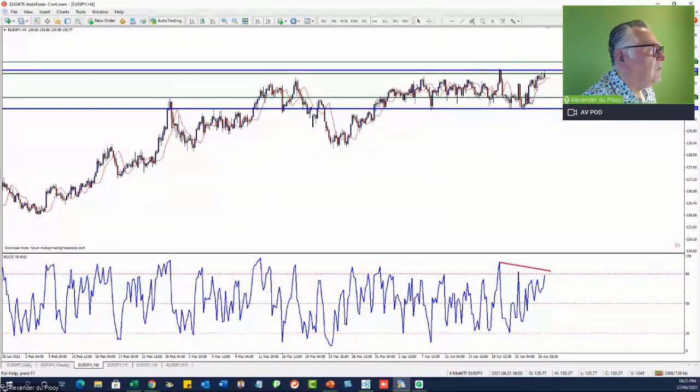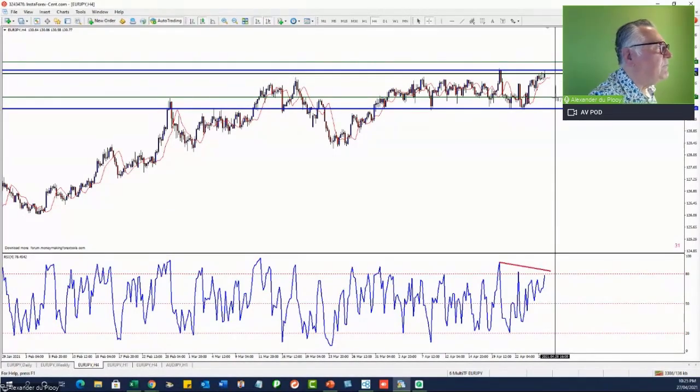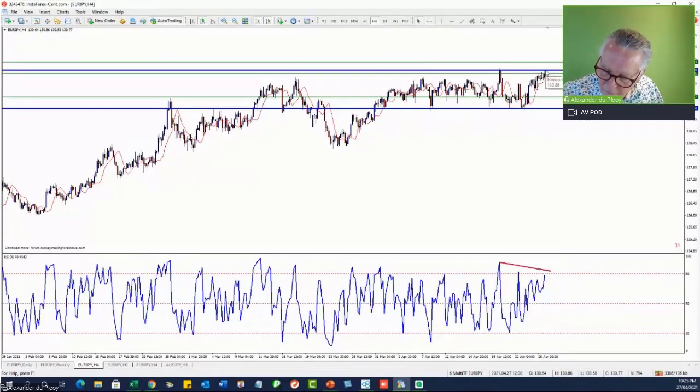Right, so we're going to enter there. We're going to go for a target around there. So that's more or less the transaction. We're looking at a 75 pip target and a 45 pip stop. So I'll just write that down: stop 45, target 75.